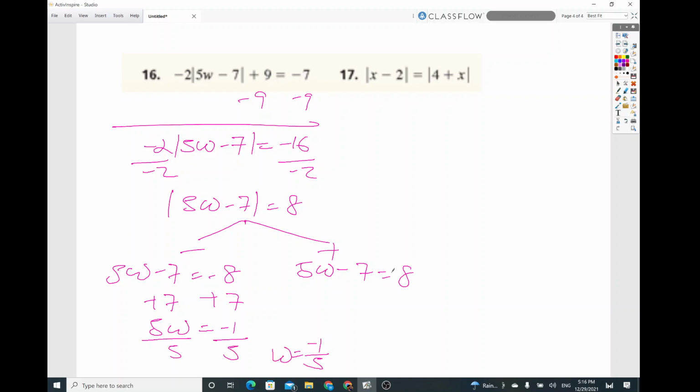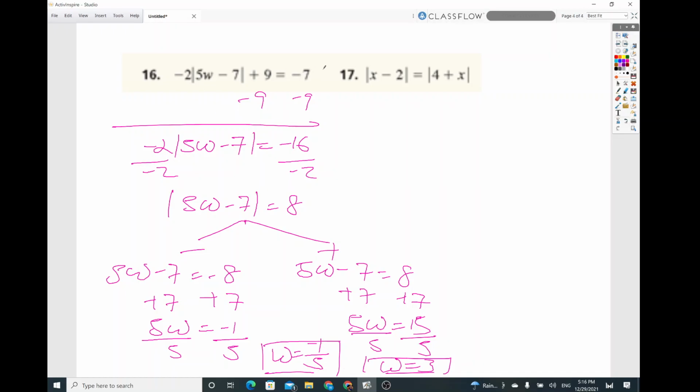And then for the positive, we add 7 both sides. So we got 5w equals 15. And then divide by 5 both sides. So we do have w equals 3. So absolute value, normally we do end up with 2 solutions.